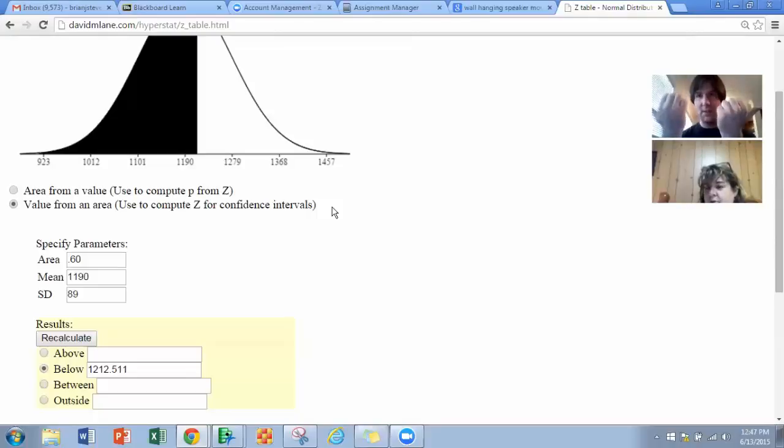16? Yes, and that's what we do. You can break down anything outside of it using 68. 32 is outside, and then on either side is 16. 95, 5 is outside, and then on either side is 2.5.